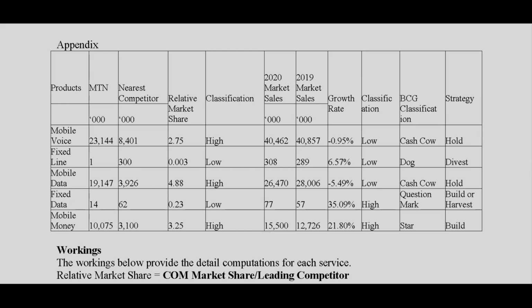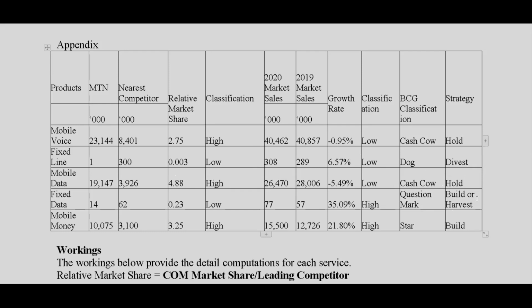As I was saying, you have to look at each product. So a dog, you have to sell it. We have mobile data, which was also a cash cow you hold. We have fixed data. It was a question mark. You build or harvest. So building means that you invest more into that product or that service.